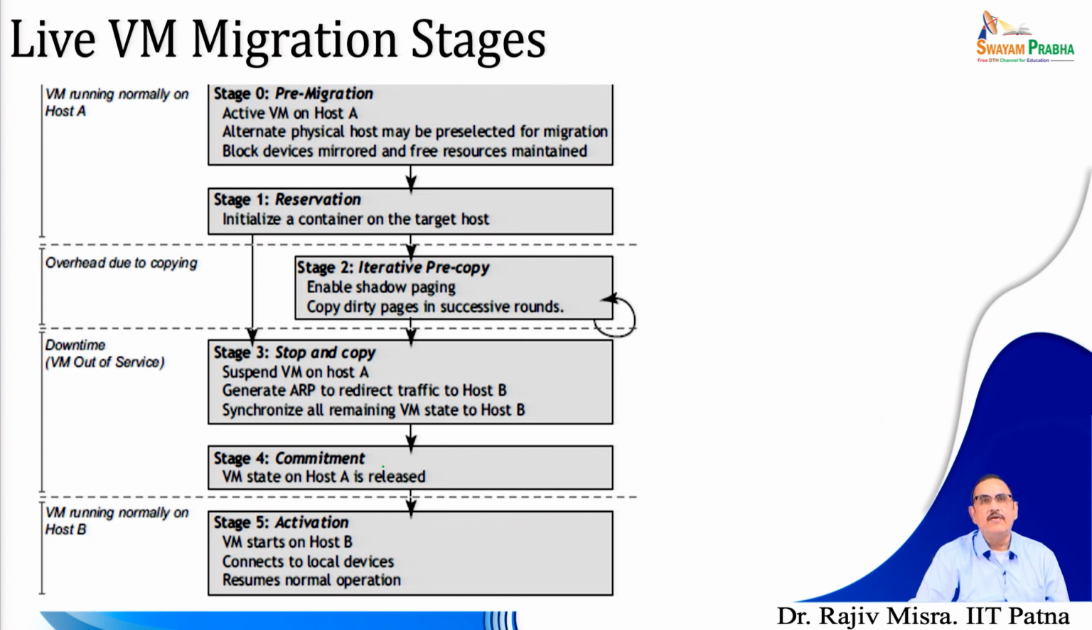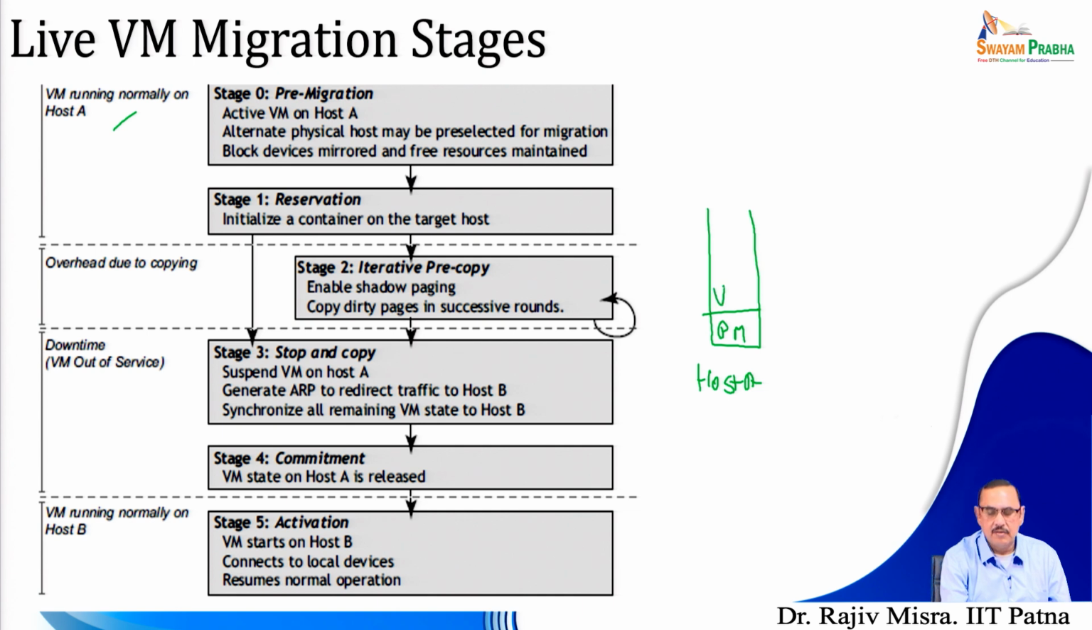So, let us see about the live VM migration stages. Live VM migration follows the following stages or steps. First, the VM is normally running on host A, let us say this physical machine, and this particular VM is running on it normally.